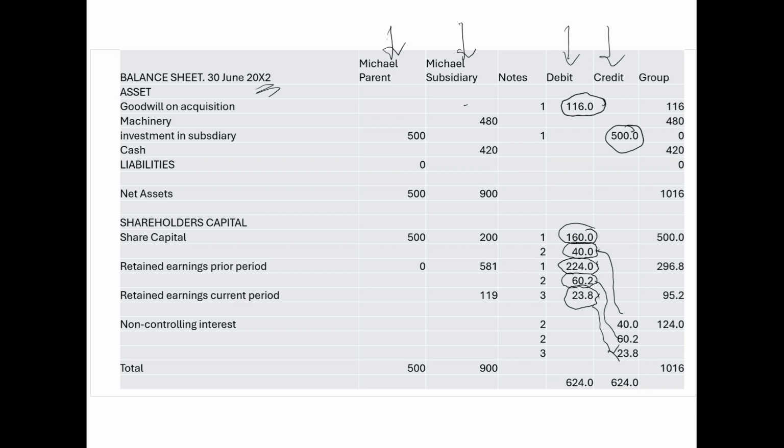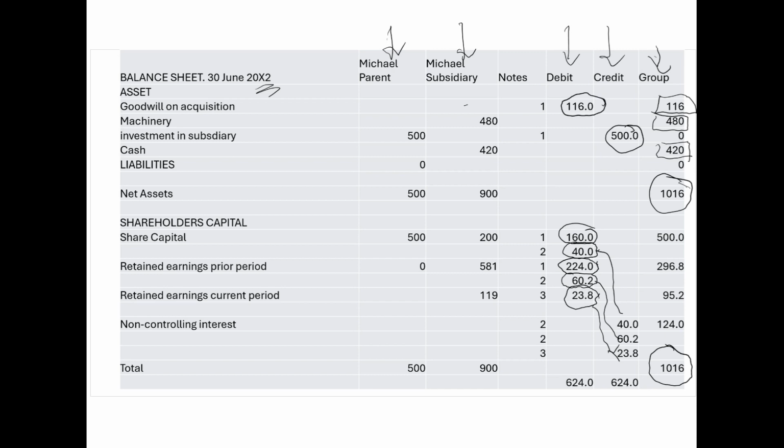We can see that the goodwill on acquisition is 116 in the group, and there is machinery 480. There's cash that has built up over the years, 420. Our net assets are 1016, that's represented by the shareholders' equity of 1016. The shareholders' equity includes Michael and then also Samuel's non-controlling interest in the subsidiary.